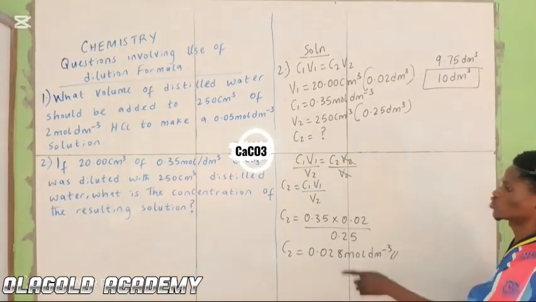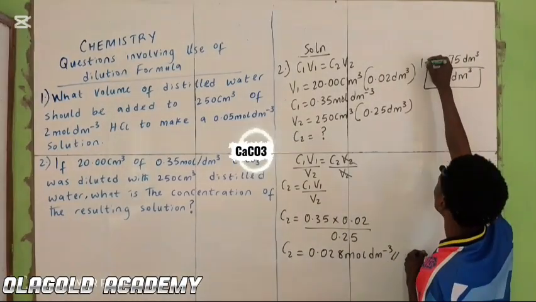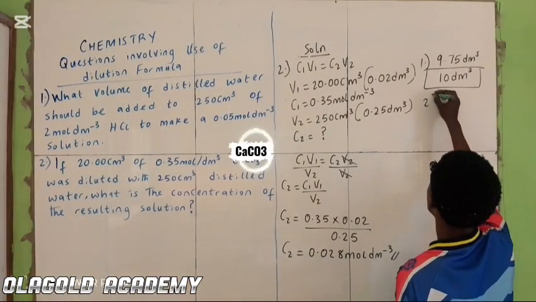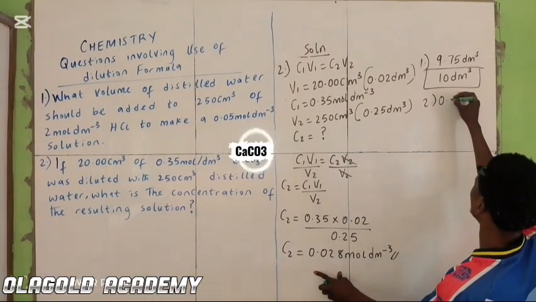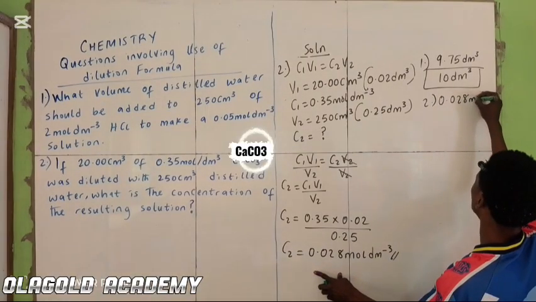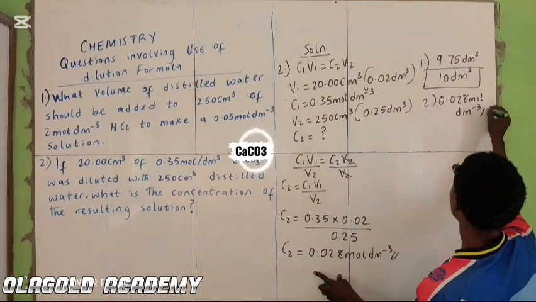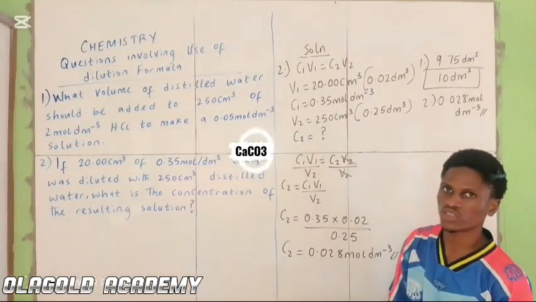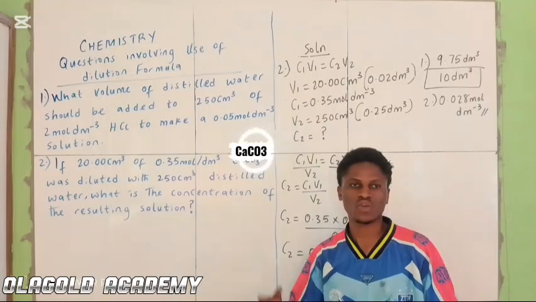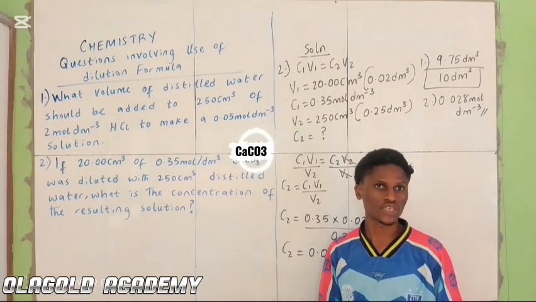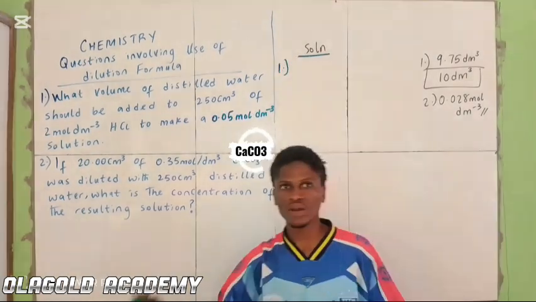All right. So for number 1 we got this. For number 2 we got 0.028 mole per dm cube. All right. Now let me use the normal formula and see that we are going to get the same answer. All right.